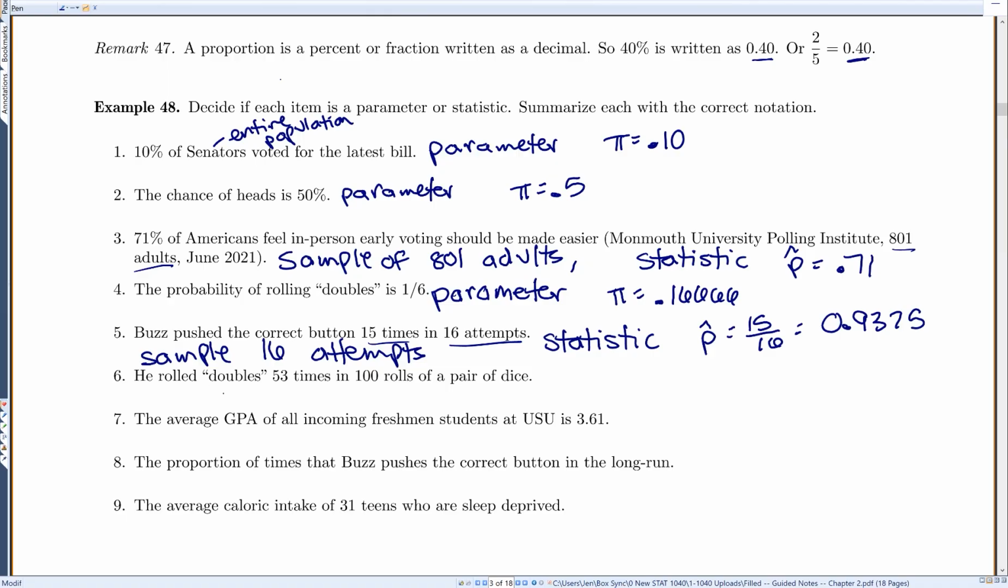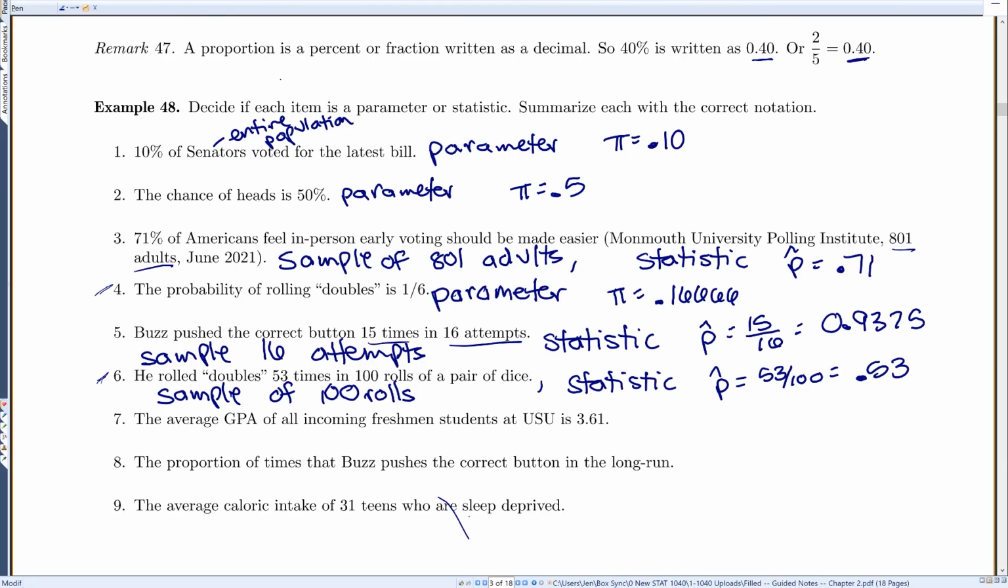Okay, this next one. He rolls doubles 53 times in 100 rolls of a pair of dice. Okay, notice the difference between 4 and 6. On number 4, it just said the probability of rolling doubles. It didn't tell us how many times we did it. Now it's saying we did it 100 times. That would be an actual sample. So that's a sample of 100 rolls, which means my number here has to be a statistic. Specifically, p hat equals 53 out of 100, or if I write it as a decimal, 0.53.